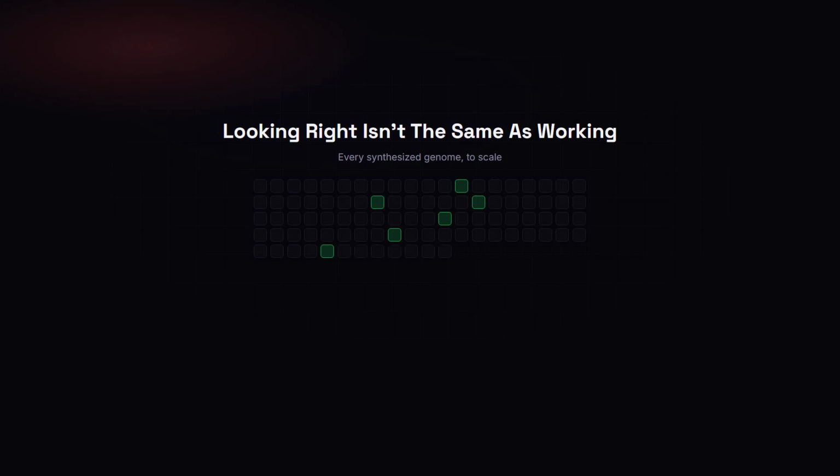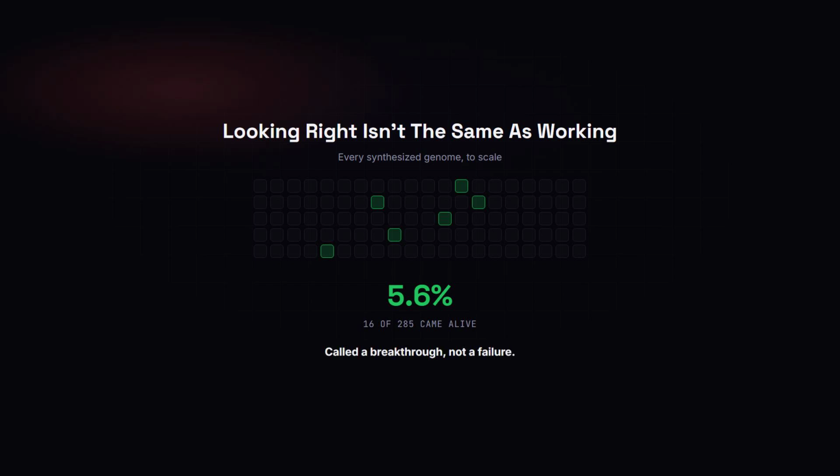Why did only 16 out of 285 actually come alive? Because writing a genome that looks statistically correct isn't the same as writing one that folds correctly, assembles correctly, and functions inside a living cell. A single wrong letter in the wrong spot can make an entire genome inert. Getting from a plausible-looking sequence to an actual working organism is still one of the hardest gaps in biology to close, which is part of why a 5.6% hit rate is being called a breakthrough, not a failure.